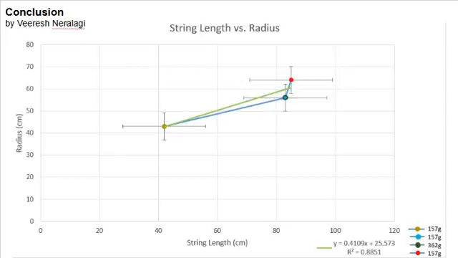For our conclusion, we made a graph from the values we found. The graph, as you can see, shows a steady increase in radius as the string length increases.